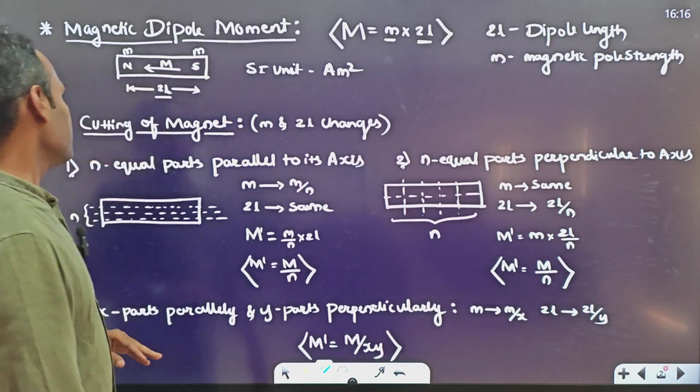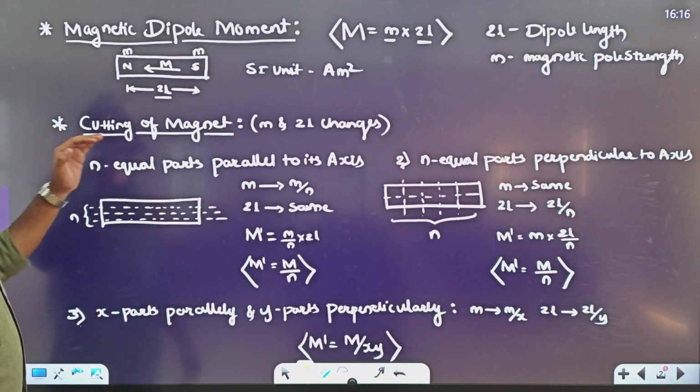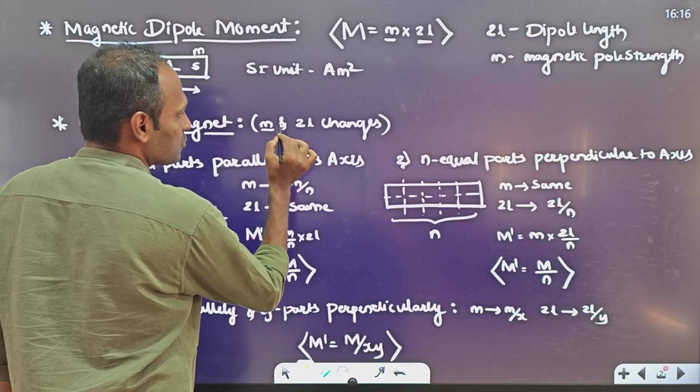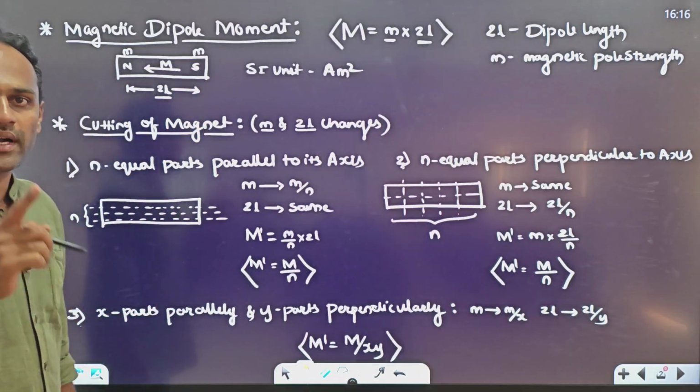Okay. Next, we'll see some concepts which are not in the theory but are required for CET. That is cutting a magnet. Here, in cutting a magnet, pole strength will also change and dipole length will also change. But it depends on how you are cutting that magnet.